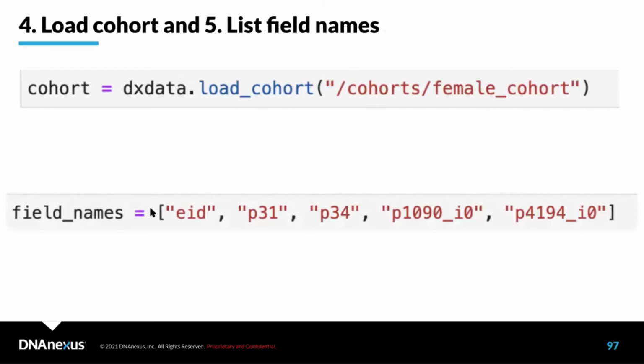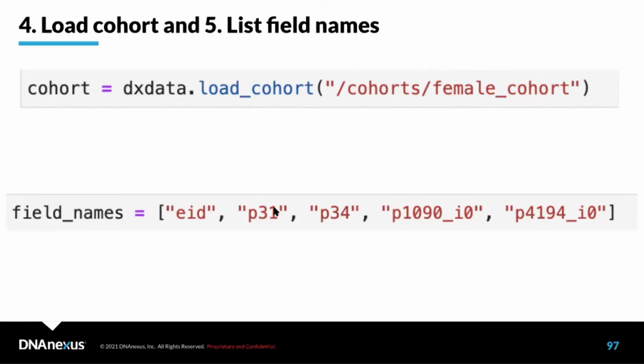So we're starting to set the stage again. We need to access our cohort data structure using load_cohort, and we'll use as input the path to our cohort. You can see that we always start with the root folder, so /cohorts/female_cohort.